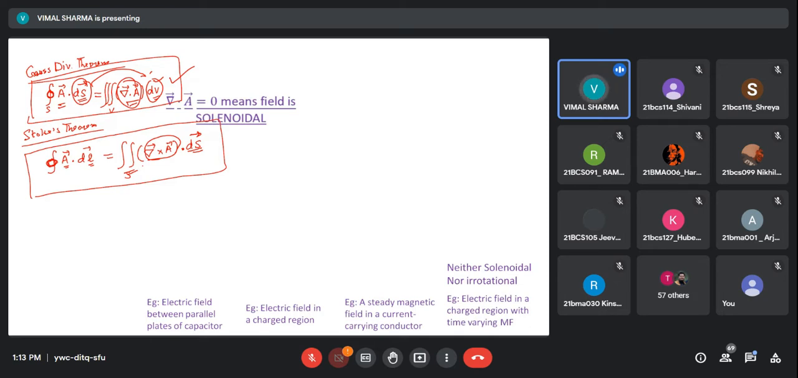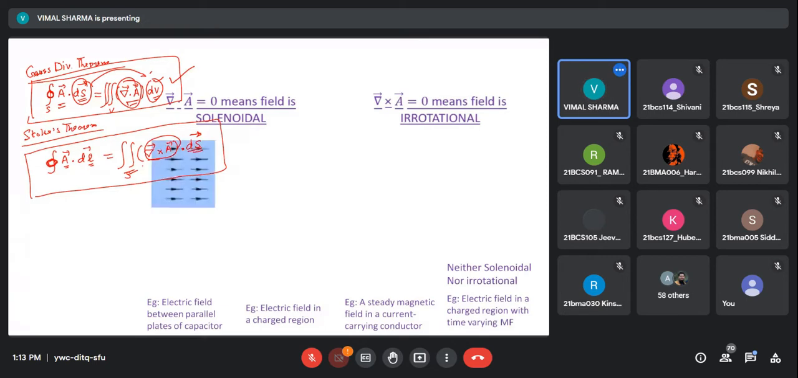As I said, if divergence is zero, that means inward and outward flux are both balancing and net flux is zero, and that is where the field is a solenoidal field. It is going out of the closed surface, then again coming in, going out, coming in. So that type of field is called solenoidal field. And we have an irrotational field when there is no rotation in the field. Curl of field is zero. So that is an irrotational field.